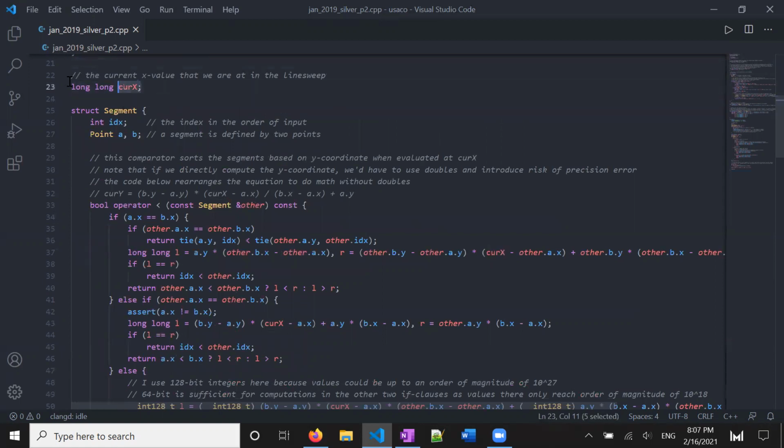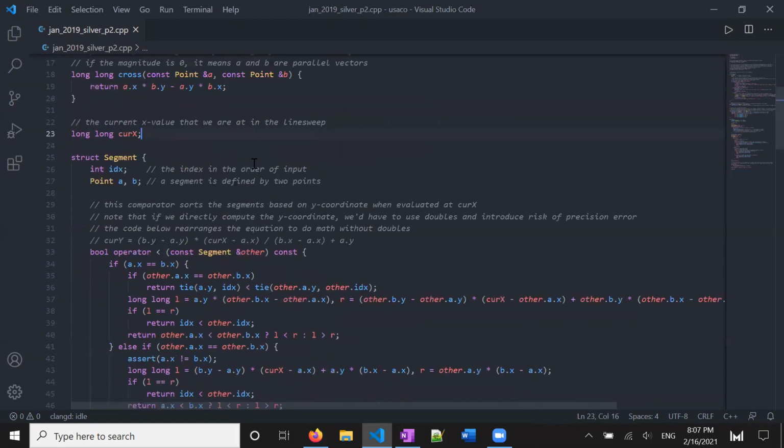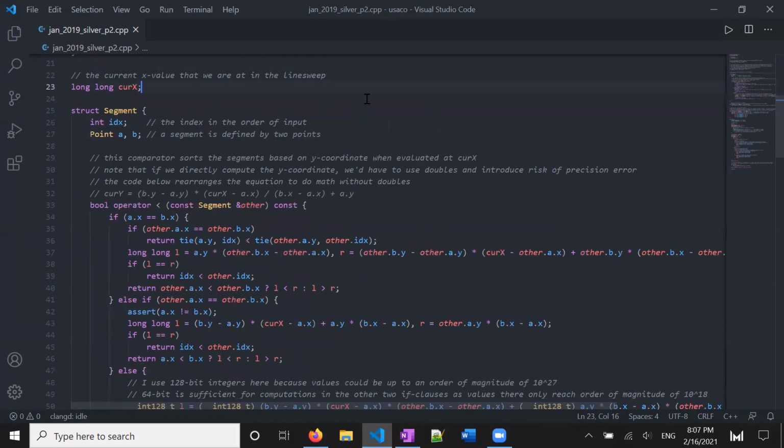I have my current x. This current x is going to be a global variable, and that's because I reference current x inside my comparator when I'm comparing the two segments in the set. And so I make this a global variable so that my comparator can access the variable.